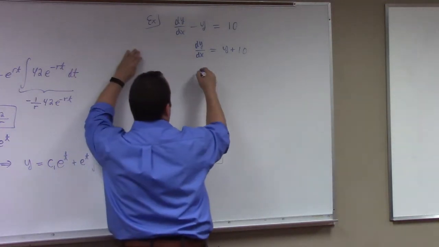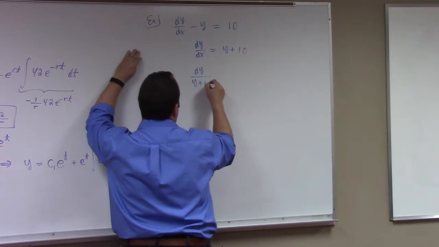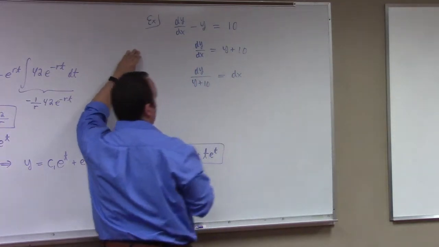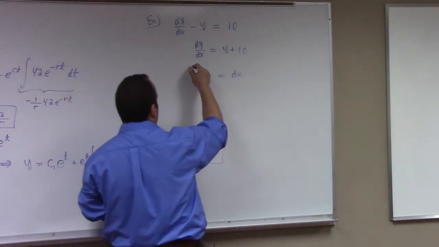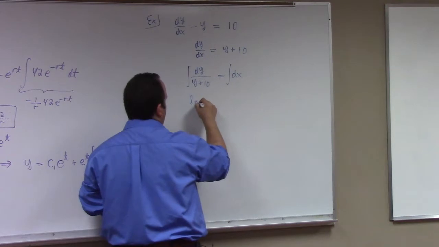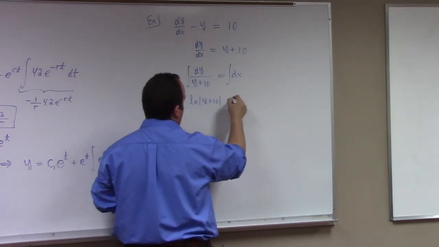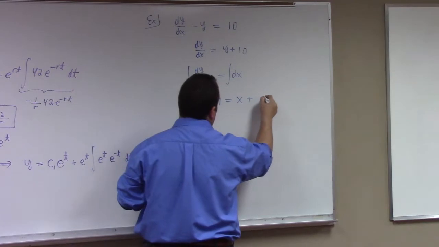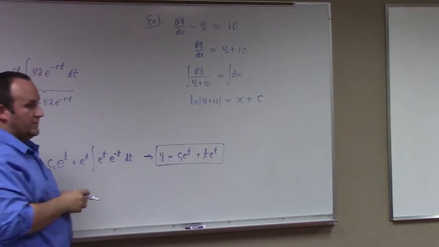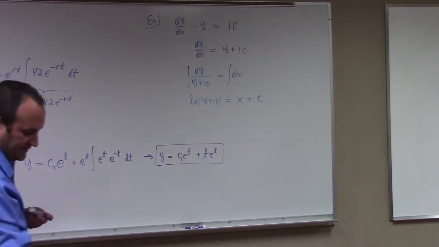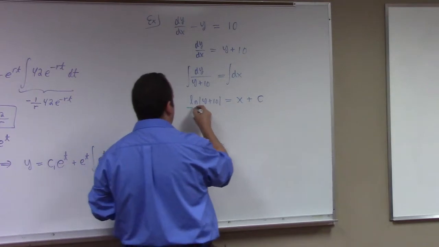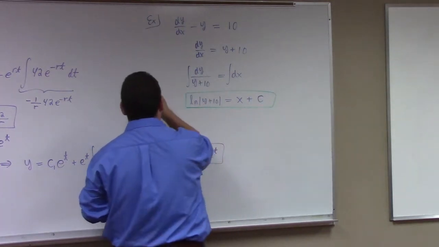So then this gives us dy over y plus 10 is equal to dx. In that case, this problem is clearly separable, right? And so you can use separation of variables, integrate both sides. What do we get? The natural log of the absolute value of y plus 10 equals x plus some constant. Now, if we just wanted an implicit general solution, great, we're done, right? We could say, okay, well, good for us. There's our implicit general solution.